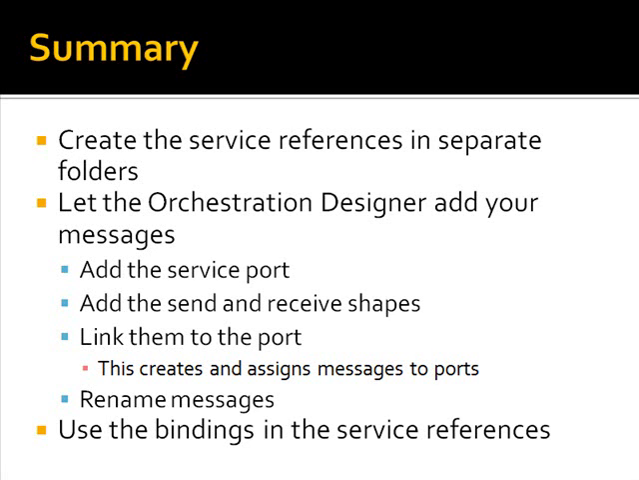Let the orchestration designer add your messages for you. So don't go right-click new message and then start looking around for the message type amongst all the other message types. It's quite challenging to do that, and you can easily get the wrong message type. So the sequence to go through is to add your service port, add the send and receive shapes, and then when you make the link between the send and receive shape and the service port, it will automatically generate your message and assign them to the correct port. All you've got to do is to rename those messages and then construct them.